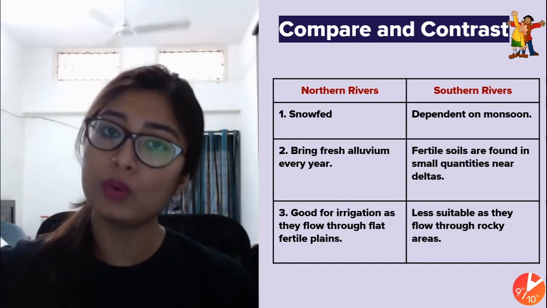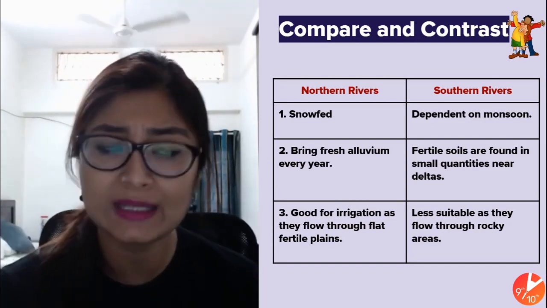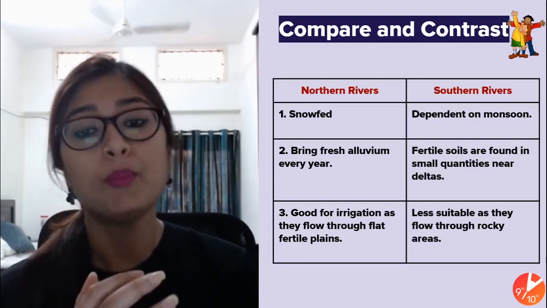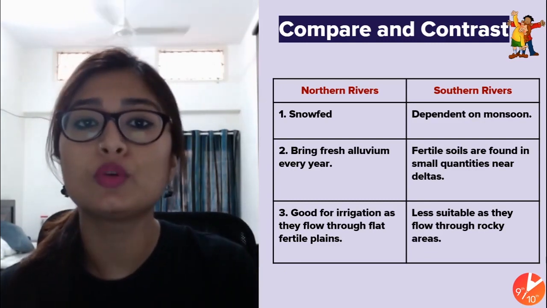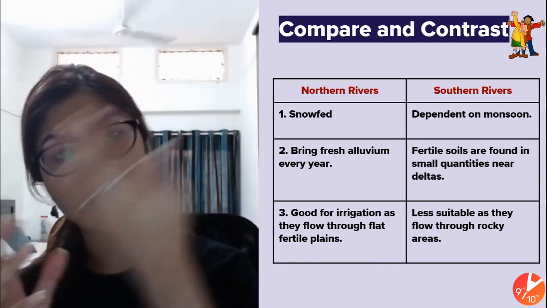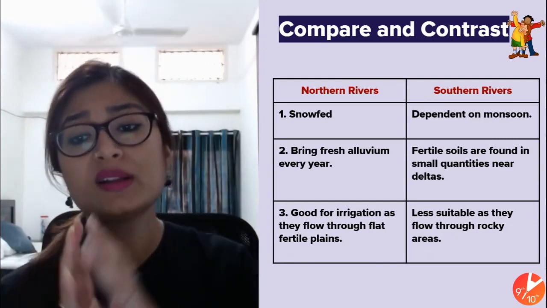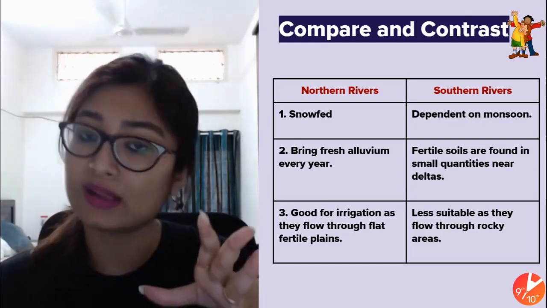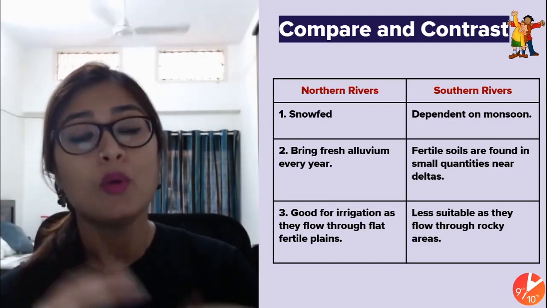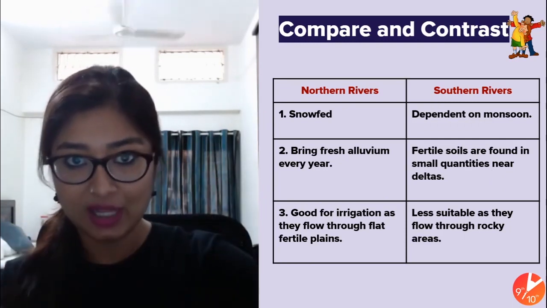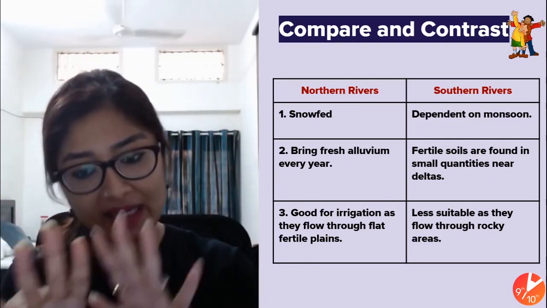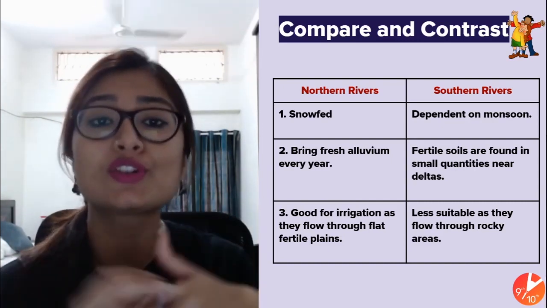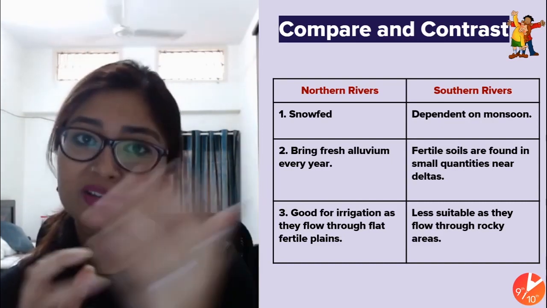That's found in the northern plains, and there are further divisions which we'll discuss in types of soils ahead, but that is why alluvial soil is considered to be so fertile. However, in the southern rivers, fertile soils are found in small quantities near deltas. Why? Because again, the delta is stretching out. That's where whatever amount of silt it is carrying will get deposited. Plains are actually a result of deposition of the silt that the river brings.